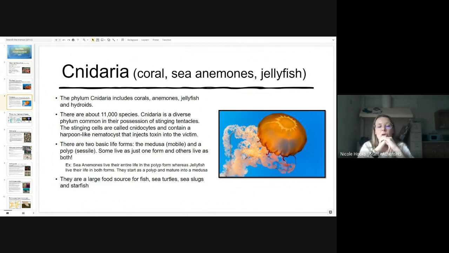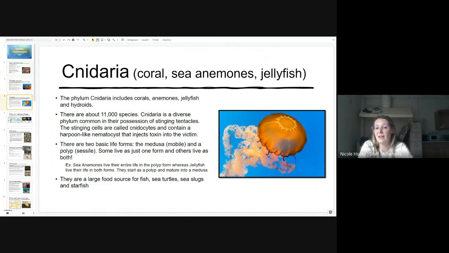There are two basic life forms of our cnidarians. There are mobile parts of their life and sessile, and we call that medusa, and then polyp. Remember the myth of Medusa? She can move around, but a polyp form cannot. It's sessile. Some live in one form as cnidarians, and then some live in both. It just depends. Sea anemones live their entire life as a polyp. Jellyfish, on the other hand, will live their life in both. They'll start as a polyp, and then they'll mature into a medusa.